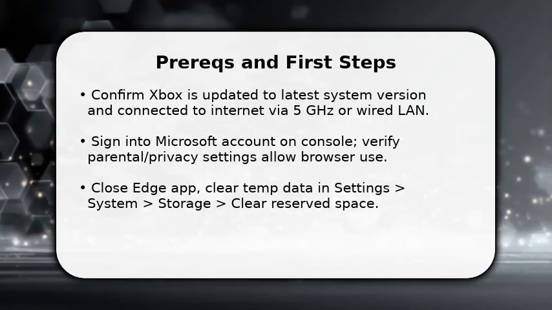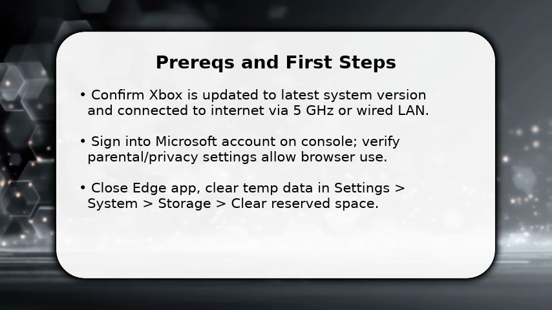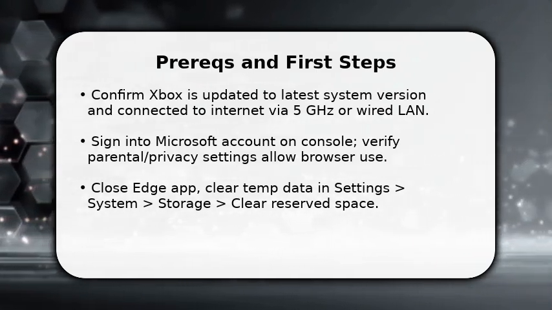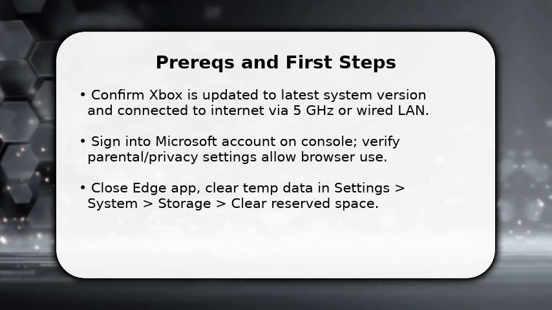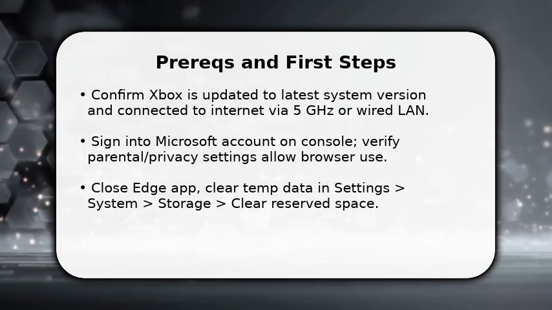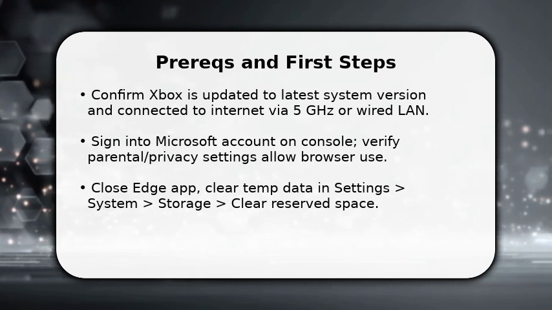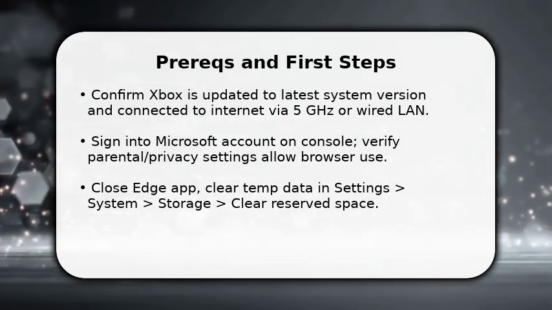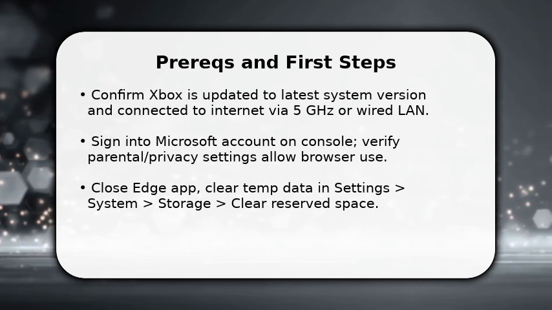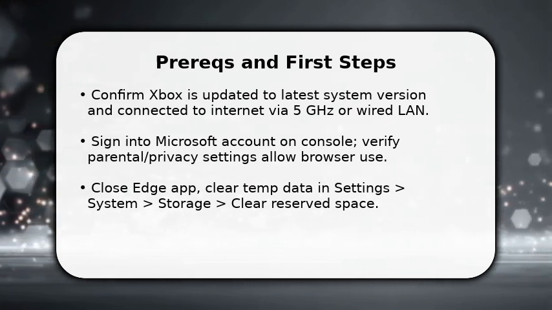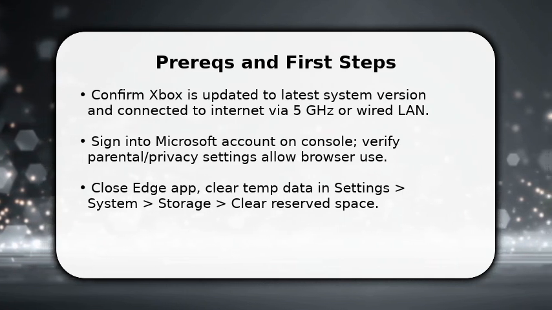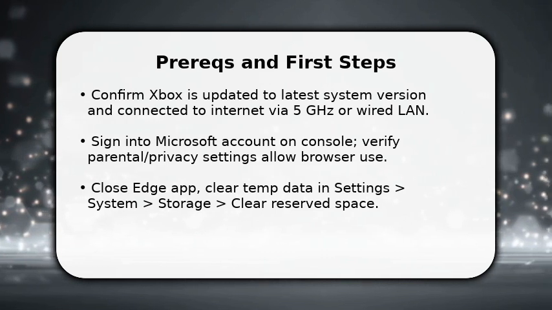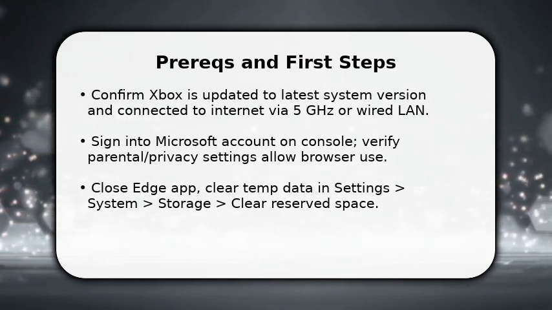You'll start by ensuring the console and account are ready. Make sure the Xbox is on the latest system update and connected on a stable 5 GHz Wi-Fi or wired LAN. Sign into the same Microsoft account you use on PC and confirm privacy or family settings aren't blocking web browsing. Once done, close Microsoft Edge and navigate to Settings, System, Storage to clear temporary data and reserved space. This removes corrupted cache that often prevents Edge from launching properly.